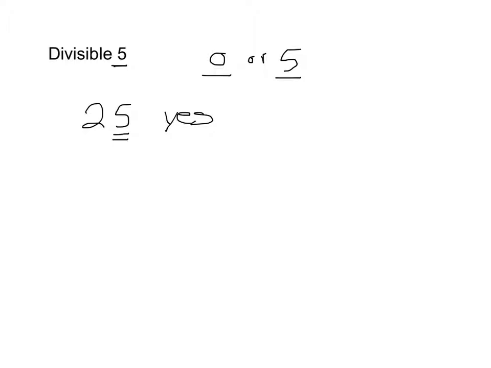Another number would be 315. Once again, you notice that the last digit is 5, so this number is also divisible by 5. Let's check out the number 212. Looking at the last digit, the digit in the ones place, we realize that the number ends in 2, so this number is not divisible by 5. No. All right? So remember, a number is divisible by 5 if it ends in either 0 or 5.